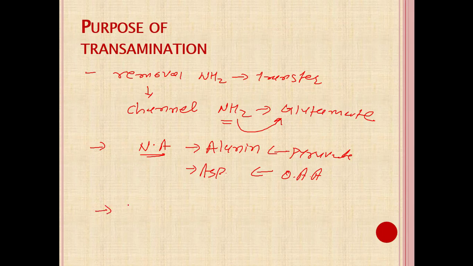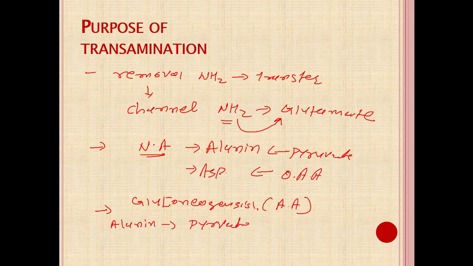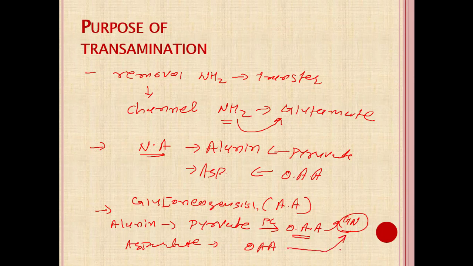Third, it is also required for gluconeogenesis. Various amino acids are glucogenic substances, like alanine. Alanine is converted into pyruvate by transamination. Then pyruvate is converted into oxaloacetic acid by pyruvate carboxylase, another enzyme, and it enters into gluconeogenesis. Same like aspartate, converted into oxaloacetic acid by transamination and channeled into gluconeogenesis.